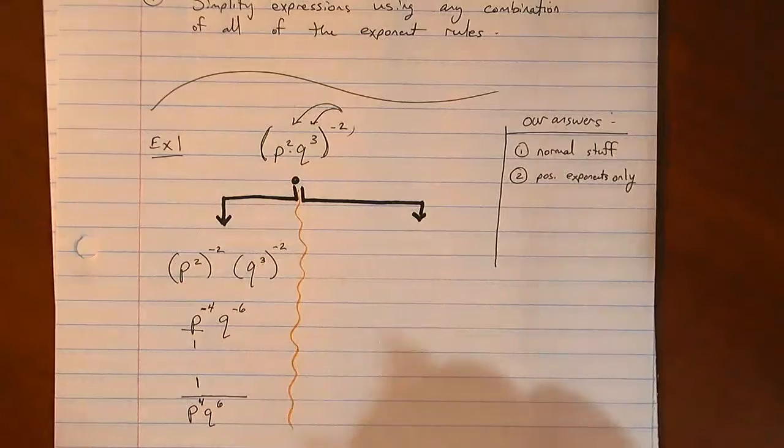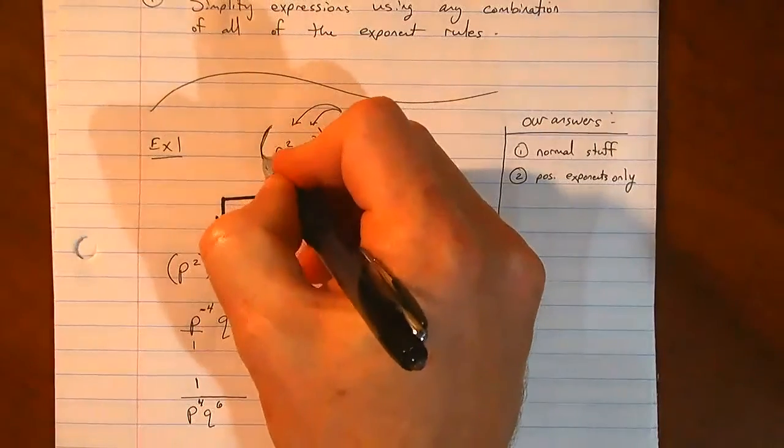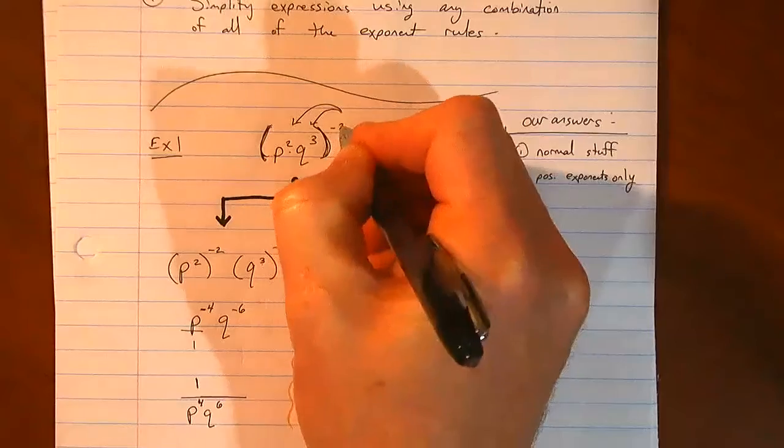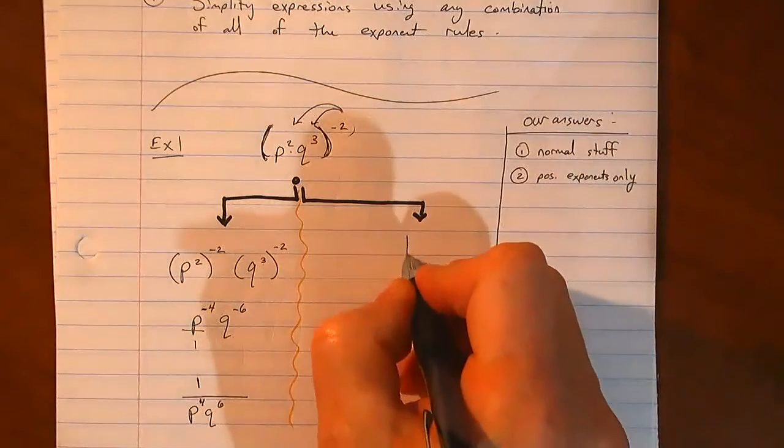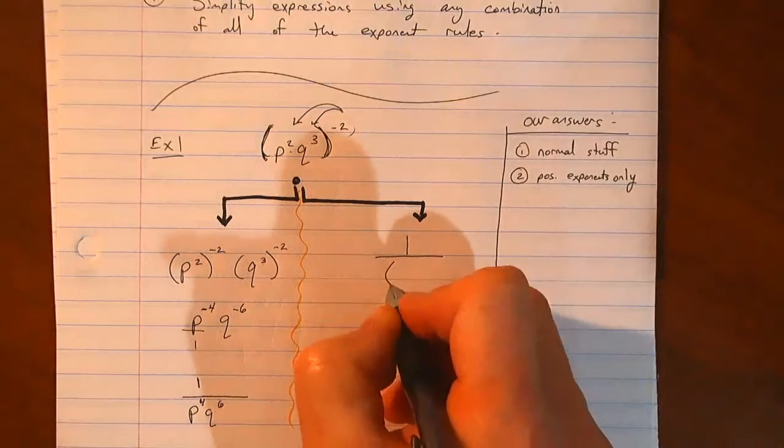So the very first thing I'm going to do right at the get-go, right at the beginning, is I'm going to say I've got something, and that something has a negative exponent. So the very first thing I'm going to do is I'm going to flip that something upside down.